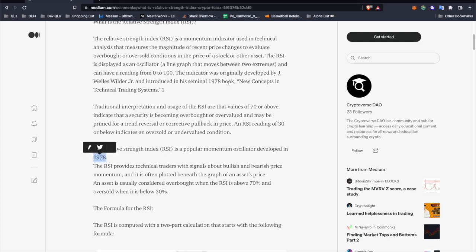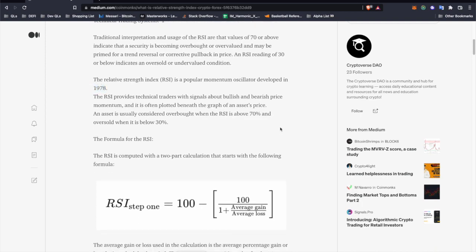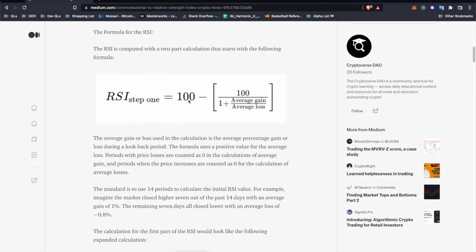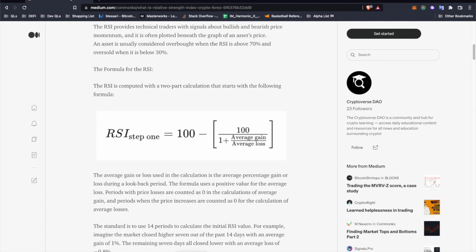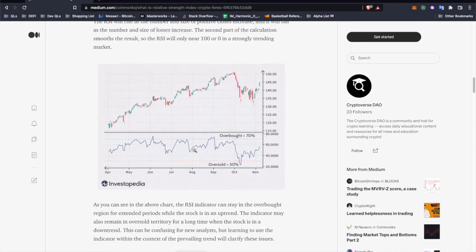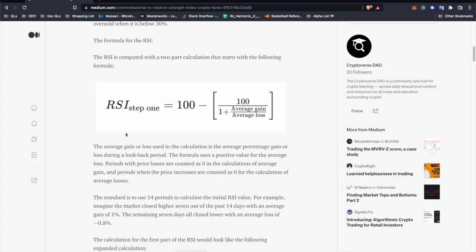Again, developed in 1978 by Wilder Jr., the RSI provides technical traders with signals about bullish and bearish price momentum. It's often plotted beneath the graph of an asset's price, and like I said, 70 and 30 as the overbought and oversold bounds. Now, it's not supremely important to know this, but it is always nice to know why. Why this data is being produced, what it is that's producing this data, the math, the equations behind the data that you're seeing. So this is it right here.